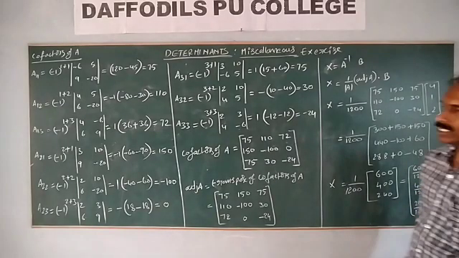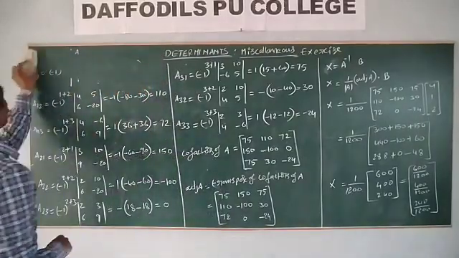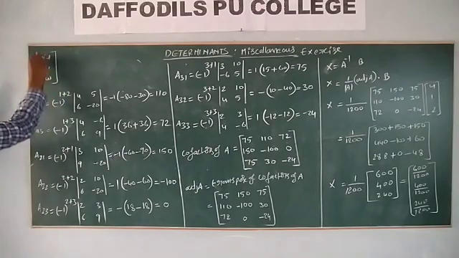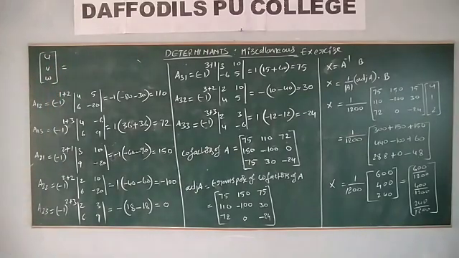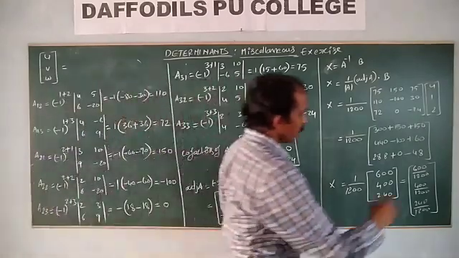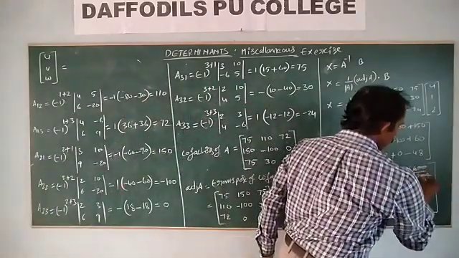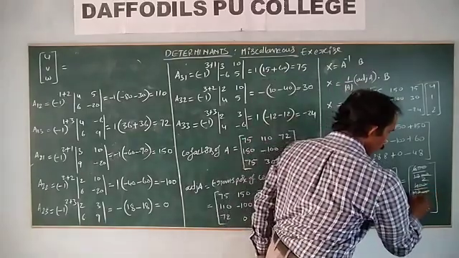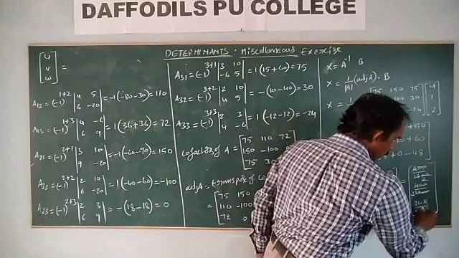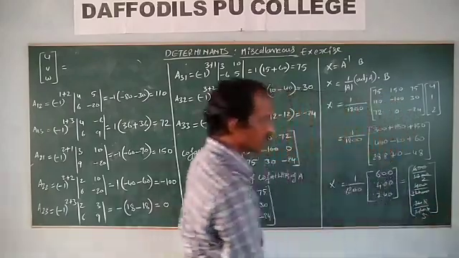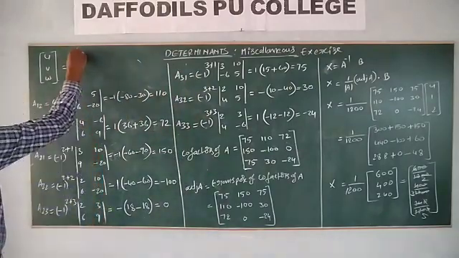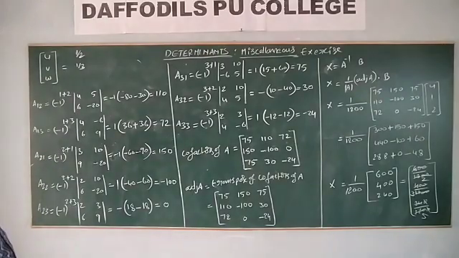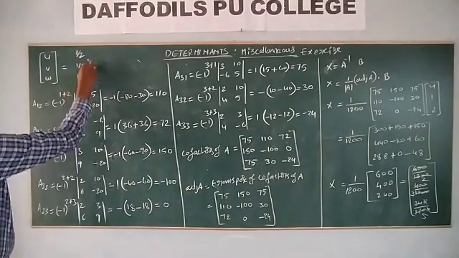This is the x value. What is x? Write this: X is equal to u, v, w. U, v, w is equal to 600 by 1200, 400 by 1200, 240 by 1200. Cancel the zeros and common factors: that is 1 by 2, 1 by 3, and 1 by 5.